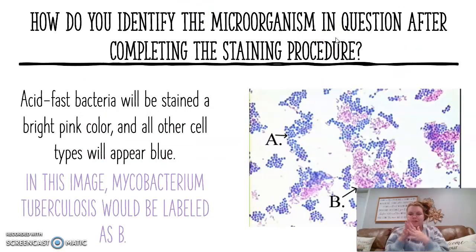So, how do you identify the microorganism in question after completing the staining process? Acid-fast bacteria will be stained a bright pink color, and all other cell types will appear blue. In this image I included to the right, the Mycobacterium would be labeled as the letter B, and the letter A would be all other cell types. So in this image, we would want to look at B.